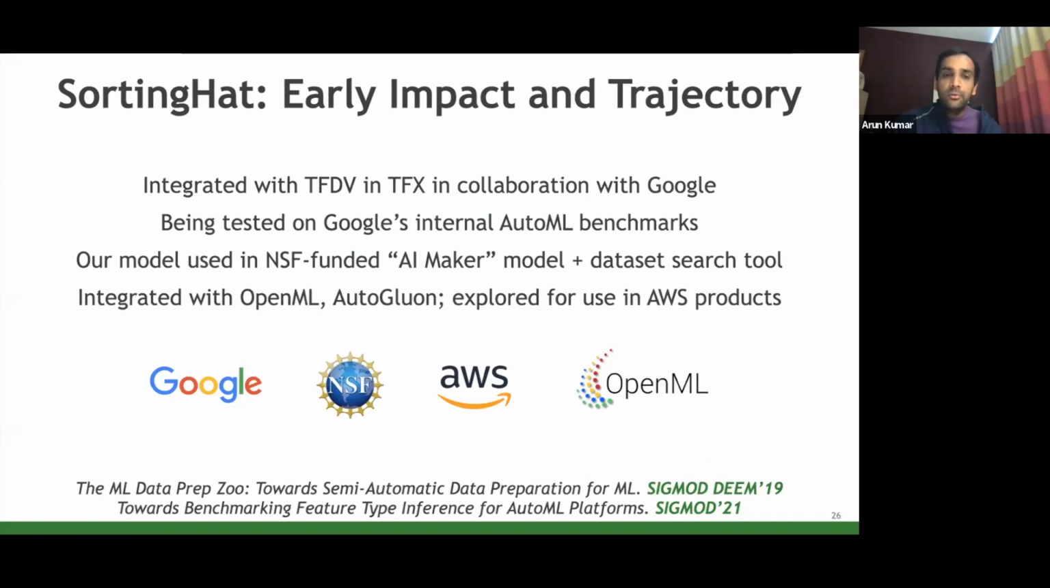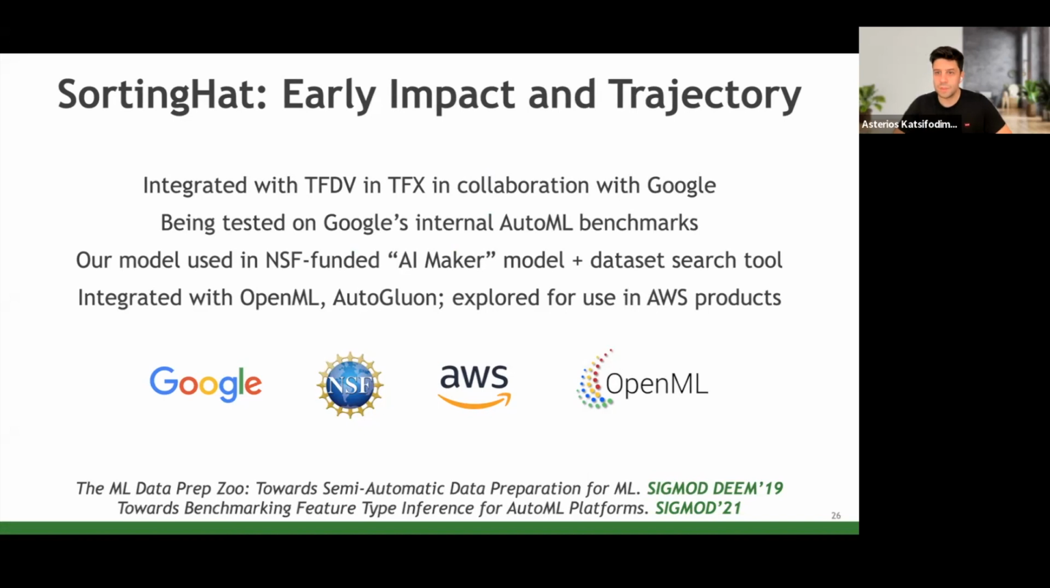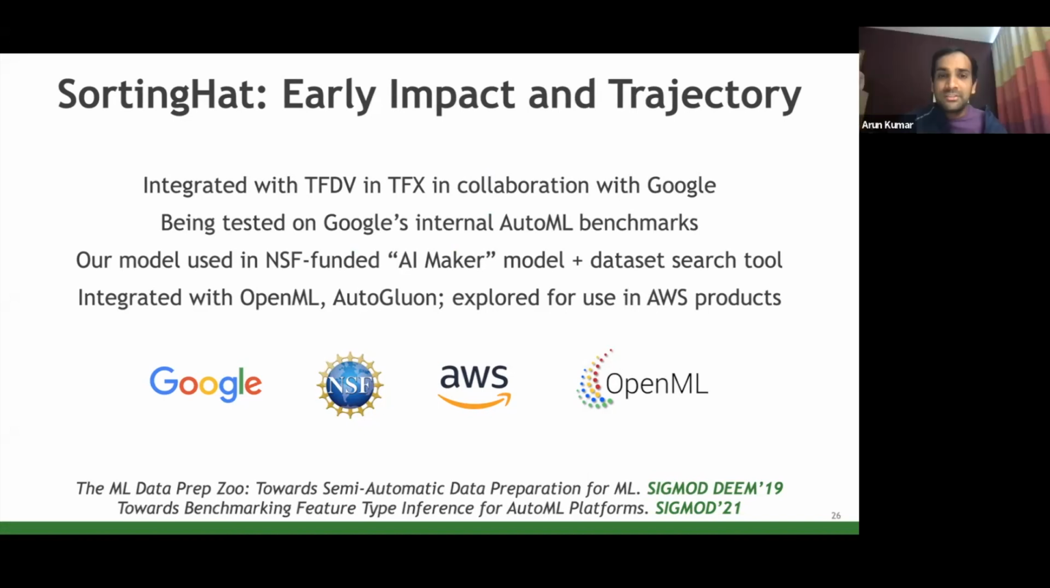They also wanted to use some of these random forest models for type inference to make it more automated for their platform. We're also using this tool for model dataset search called AI Maker. It's an NSF-funded project with a colleague here, and these models for type inference are also used in that context. It has these applications. Yes, question.